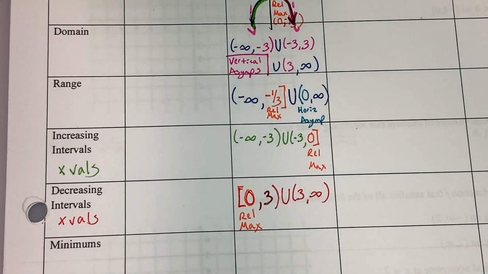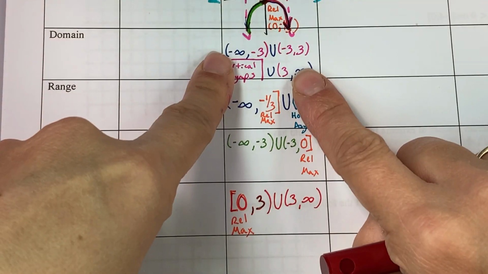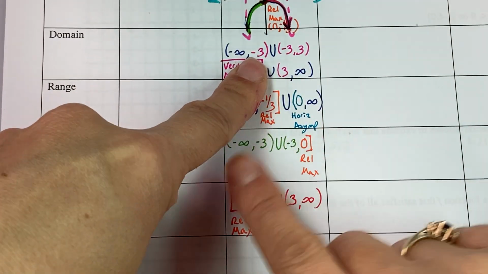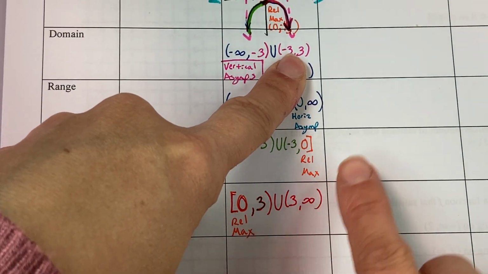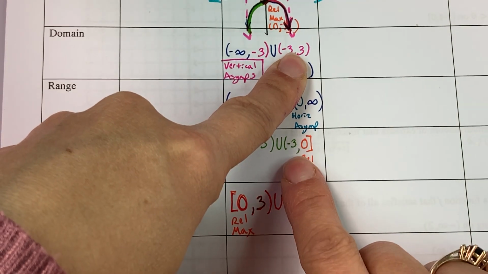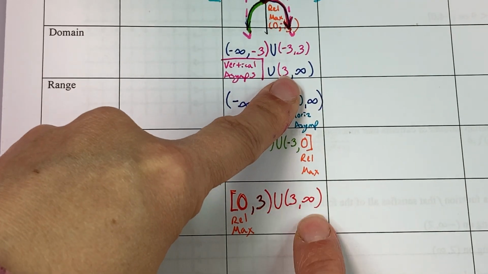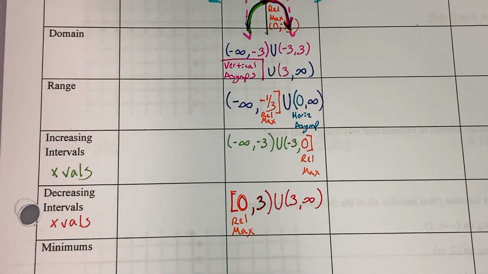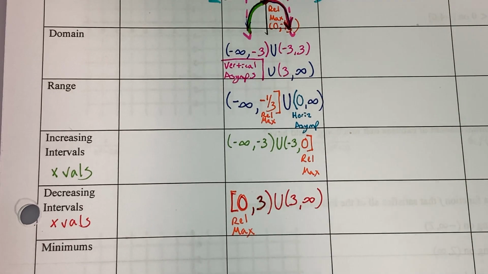And as I said before, between your increasing and decreasing intervals, you should cover the entire domain. So -infinity to -3, -3 to 0, we have a stop at 0, and then 0 to 3, so that's the whole domain, and then 3 to infinity. So we cover the entire expanse of our domain. So folks, again, different graph, different complications with finding those increasing and decreasing intervals. The more you practice, the clearer these definitions will become.